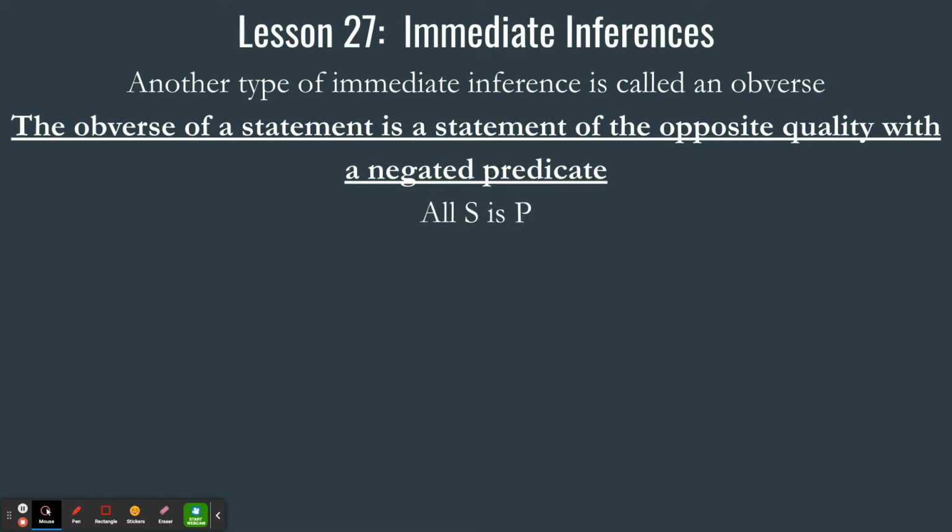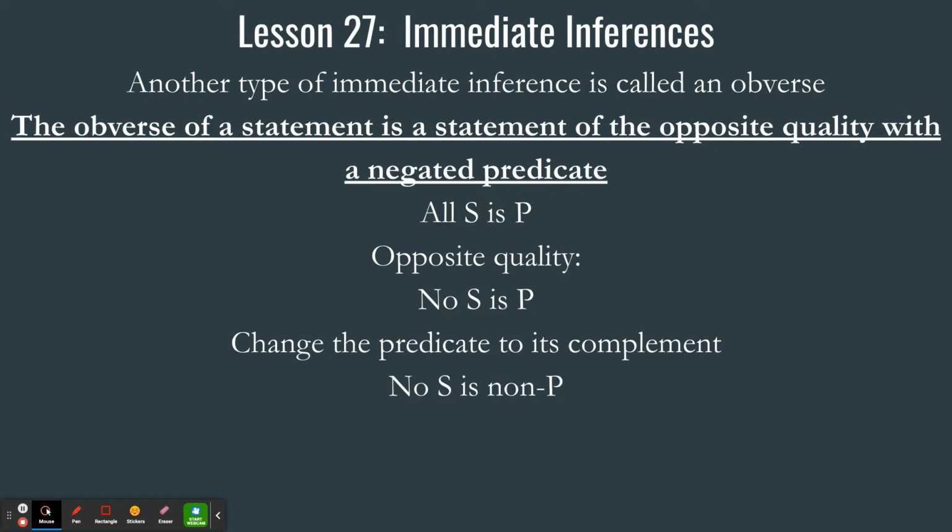So all S is P. What is the quality of that statement? No, quality, not quantity. It's affirmative. So what's the opposite quality of affirmative? Negative. So we would make that no S is P. And then all we have to do to negate the predicate is put the word non in front of it. So no S is non-P. So the obverse of all S is P is no S is non-P.